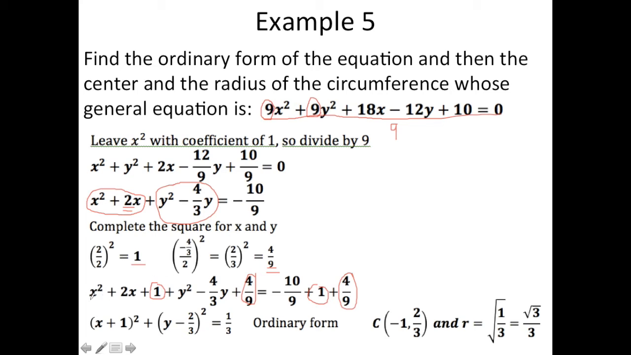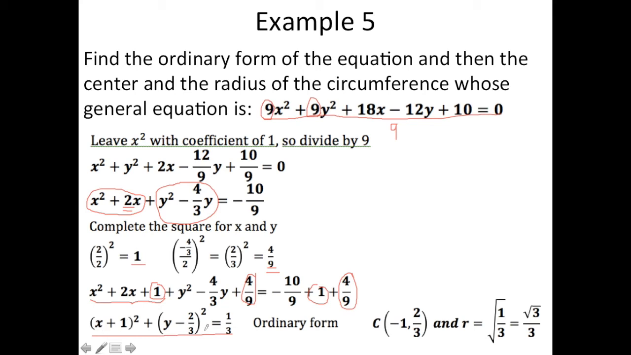This will allow me now, guys, to complete the square. I take these three terms. The square root of x squared is x. The term in the middle, which is positive, and the square root of 1, it's 1. So these three terms factor into (x plus 1) squared. I do the same thing for these three terms. Square root of y squared is y, the sign in the middle, negative, and the square root of 4 ninths, it's 2/3. This parenthesis squared. You put these three terms together, guys, and you get 1/3. This is the ordinary form of my circumference.